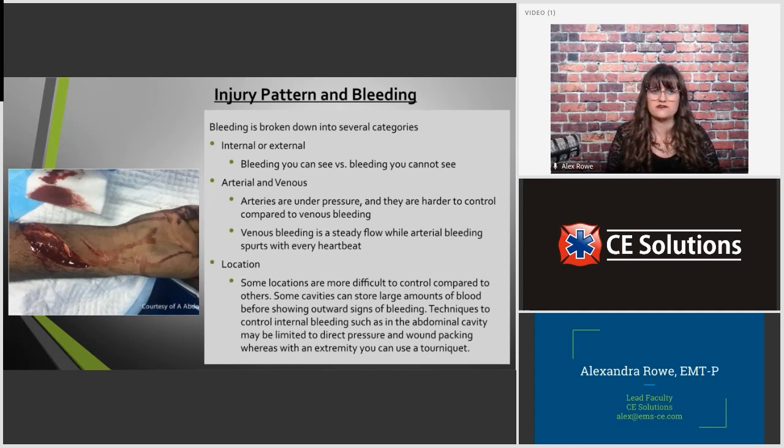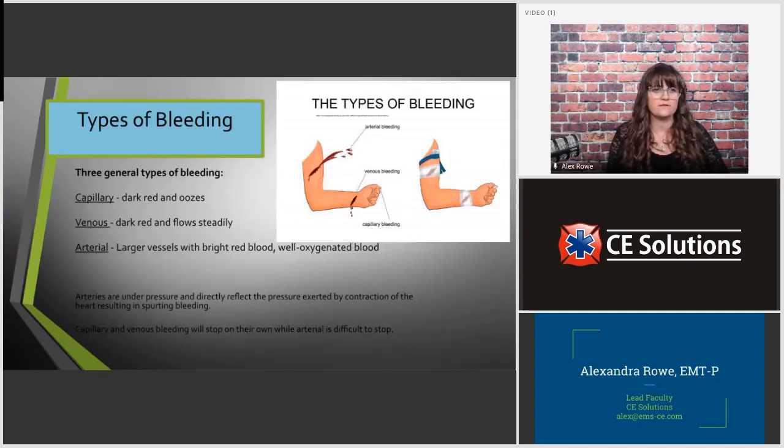Some locations are more difficult than others to control. For example, like bleeding on the neck. That's a little difficult. Can't put a tourniquet there. Core bleeding is hard. Usually the ones that we can be very effective with is bleeding on the limbs. But if you do have a patient that has an external bleed in the abdominal cavity, you could potentially still do direct pressure and maybe even some wound packing. They are teaching wound packing nowadays, which is awesome.